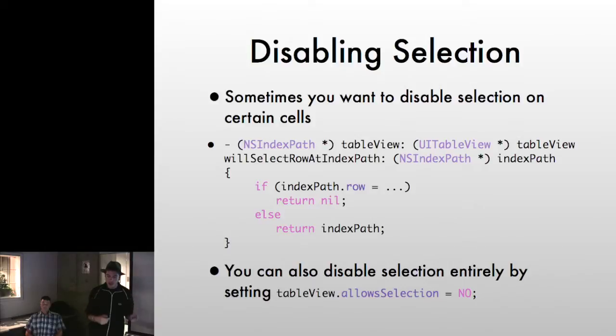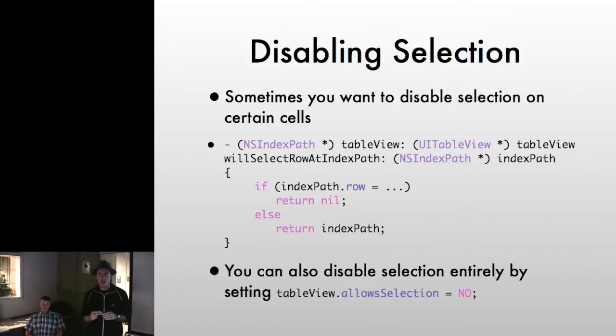Okay, so it's sometimes useful to be able to disable selection on certain cells, and this is where willSelectRowAtIndexPath comes in useful, because didSelectRowAtIndexPath gets called after the selection has been completed and the user has finished tapping that cell. Will select row is basically when the tap comes down. So if there's certain cells that you don't want to be selectable, but other cells you do, instead of returning the index path that you're passed in, you can just return nil, saying, actually, I don't want them to touch that cell. Does that make sense?